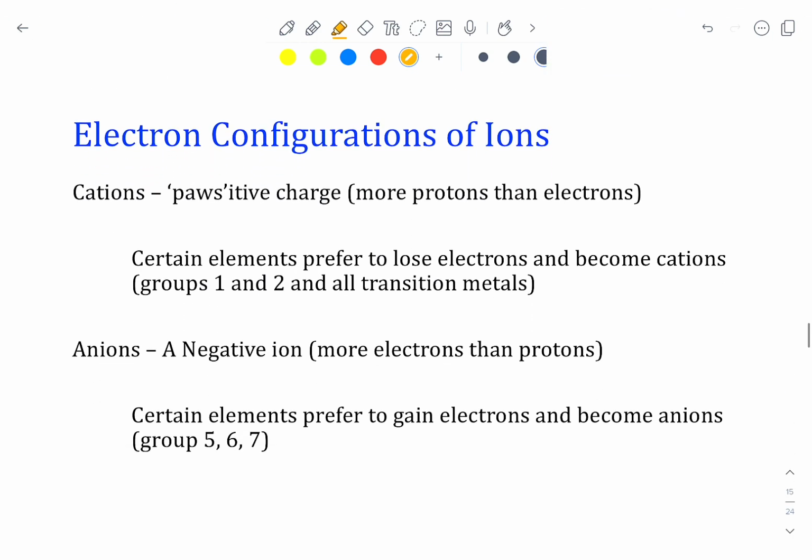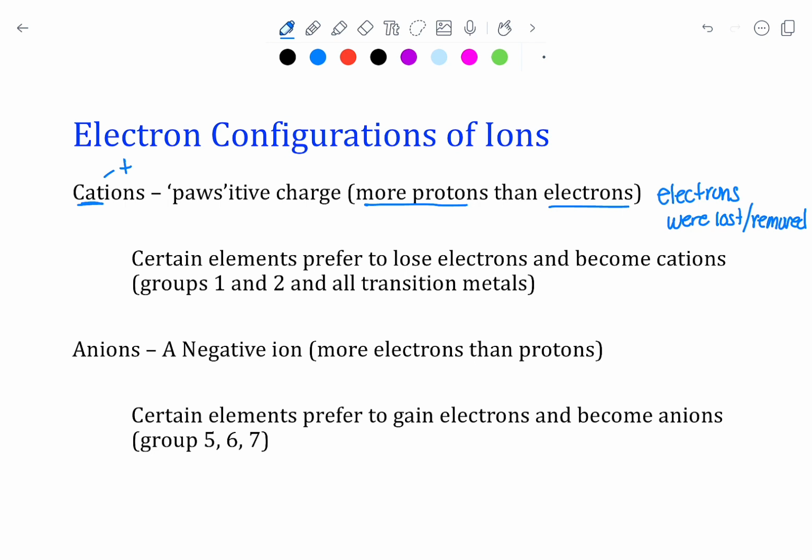Okay, so next up, we're going to talk about electron configurations of ions. Now, we've talked about ions in previous chapters, but just to review, we said that cations are positive. Remember, that's how we think of it. Cat is in the word cation. You can also think of it as it has a T, which is a plus sign, so it's positive. So they have a positive charge, which means they have more protons than electrons. So electrons were lost or removed.